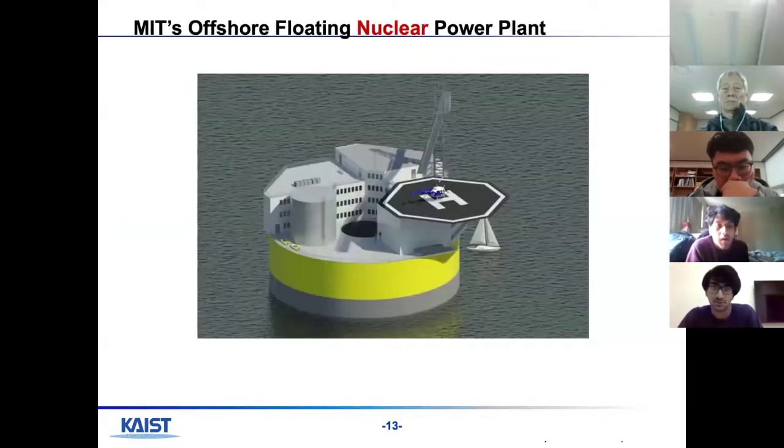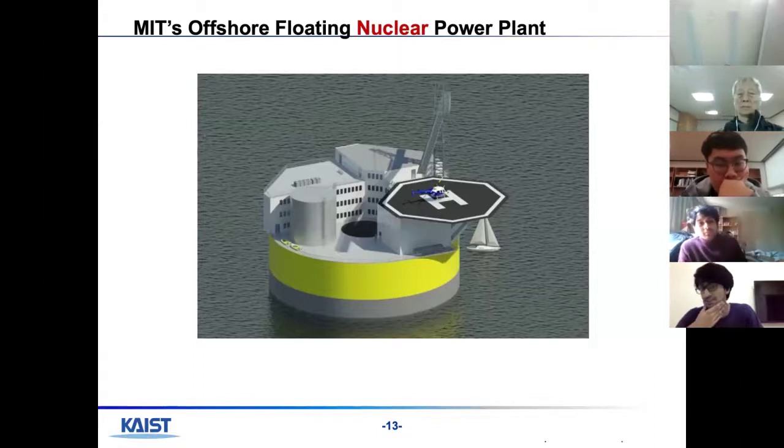And this one we also have looked at already, which is called MIT's offshore floating nuclear power plant. And as the Professor explained previously, this is safer as there is water around and no land is required. So this is a concept and still in development.